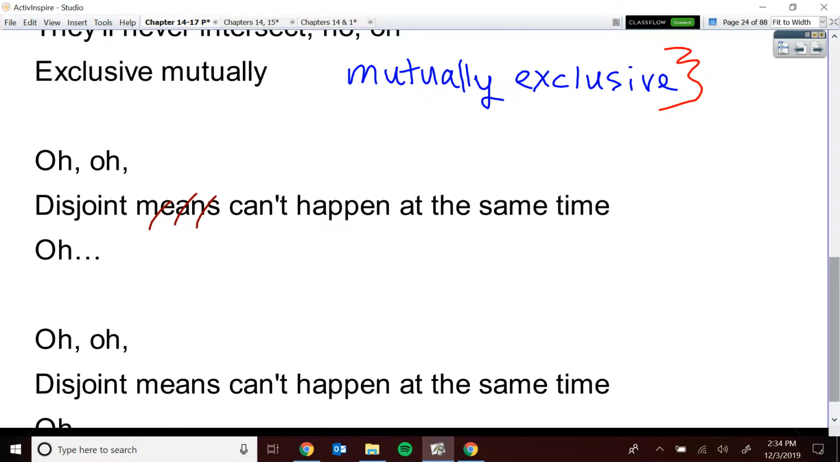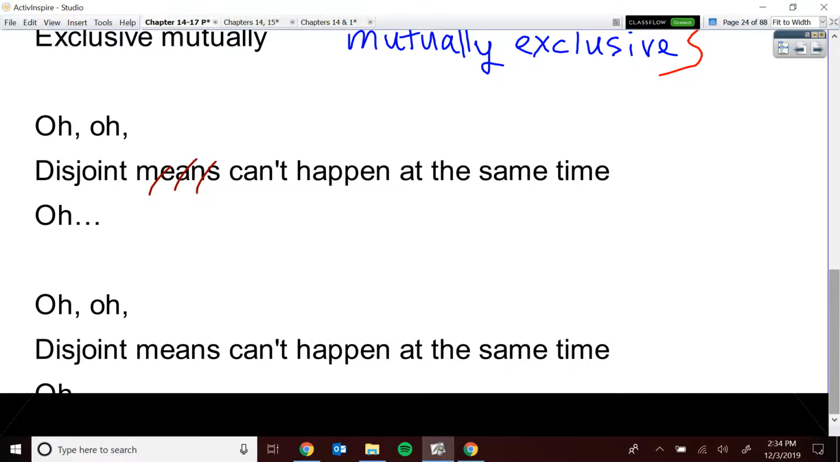Oh, disjoint can't happen at the same time. All right. So there you go.